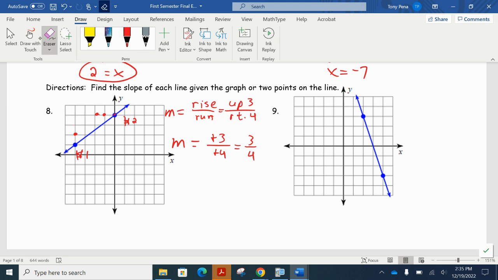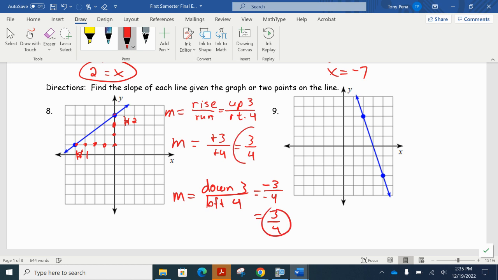The reason it doesn't matter which one you pick, let's say we would have picked this one instead and go to 2, we would go down 1, 2, 3. So now we would say we're going to go down 3. And then left 1, 2, 3, 4. Well, down 3 means -3. Left 4 means a -4. And then a -3 divided by -4 is a positive 3/4. So we get positive 3/4 either way.